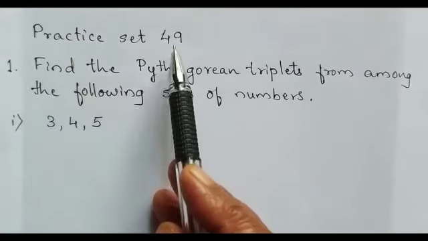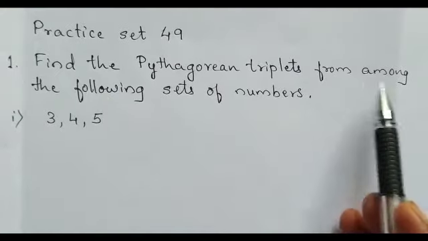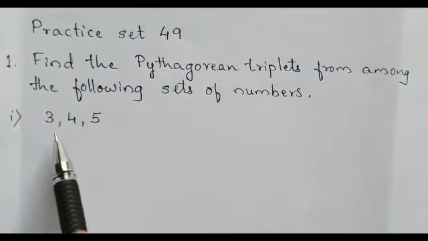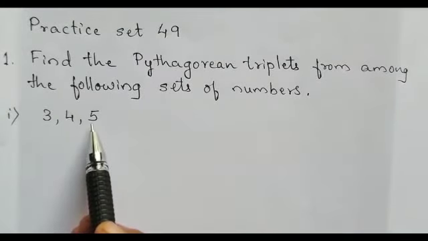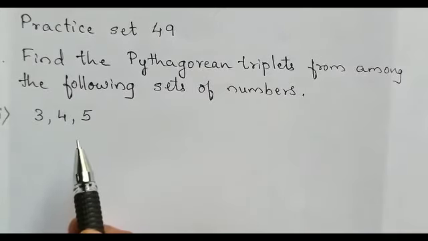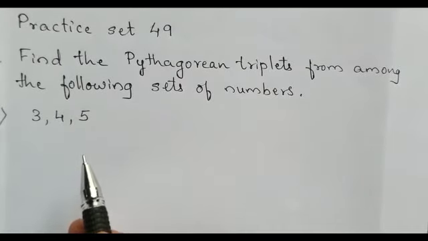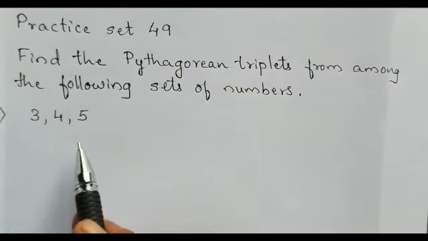Let's see practice set 49. The first question. Find the Pythagorean triplets from among the following sets of numbers. Three numbers are given here: 3, 4 and 5. What's meant by a Pythagorean triplet? Yes, if the square of a biggest number is equal to the sum of the squares of the other two numbers, then the three numbers are a Pythagorean triplet.